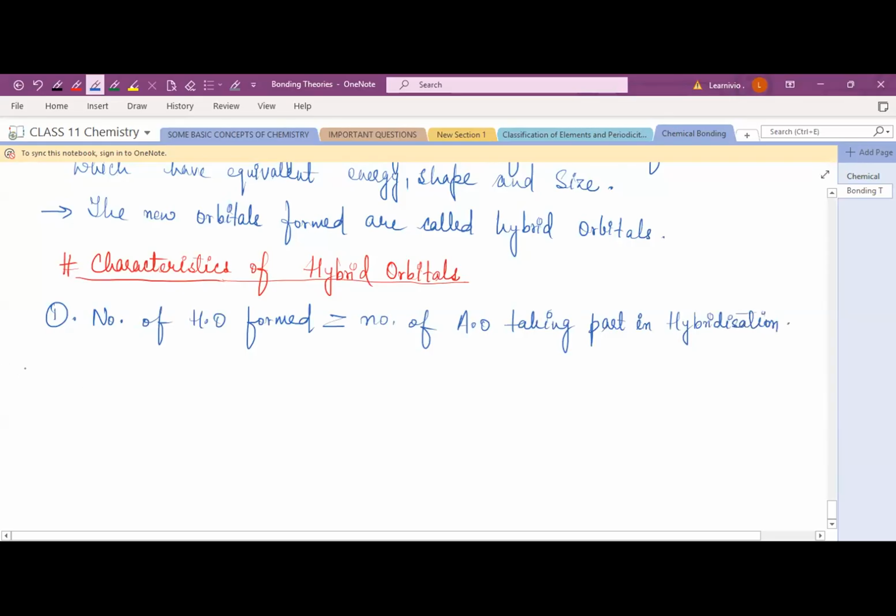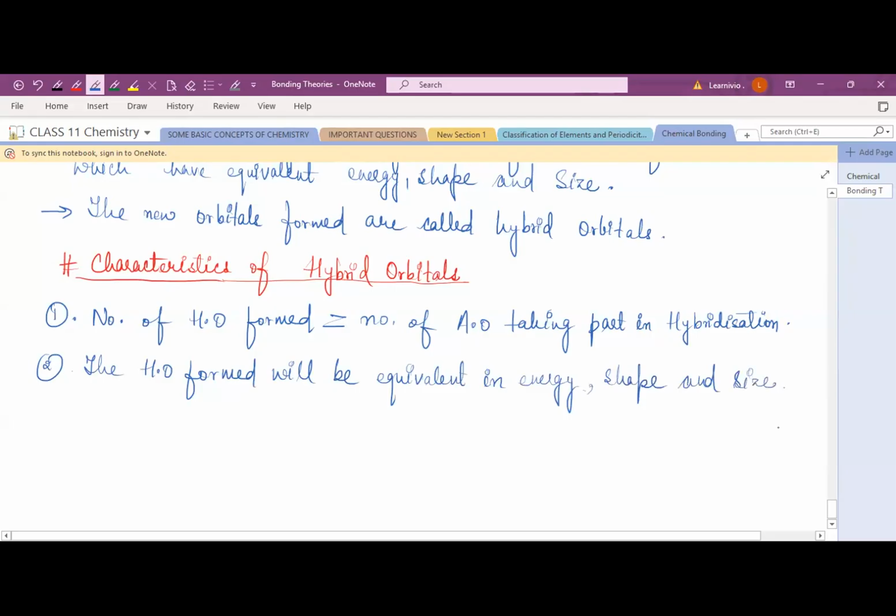Second point, as I told you, the hybrid orbitals which are formed will be equivalent in energy. Energy will be the same, right? Shape will be the same, and size will be the same. The size, energy, and shape of the hybrid orbitals are the same as each other, and are formed from the atomic orbitals which are taking part in the hybridization.